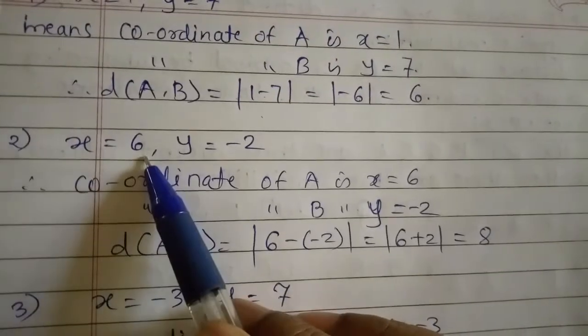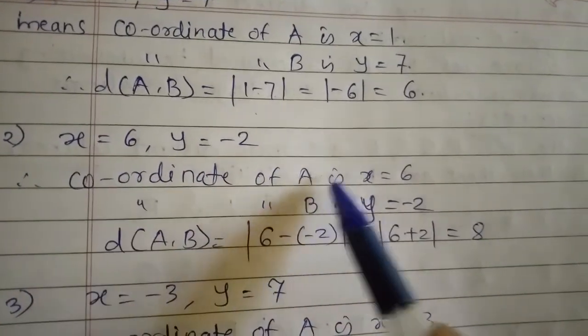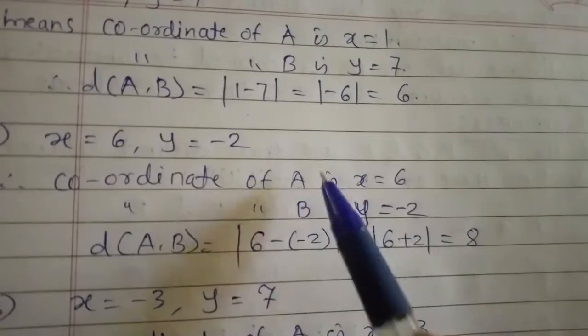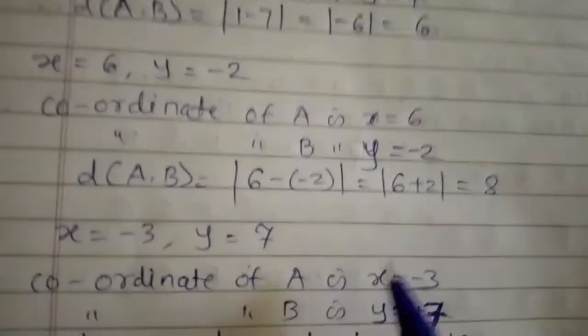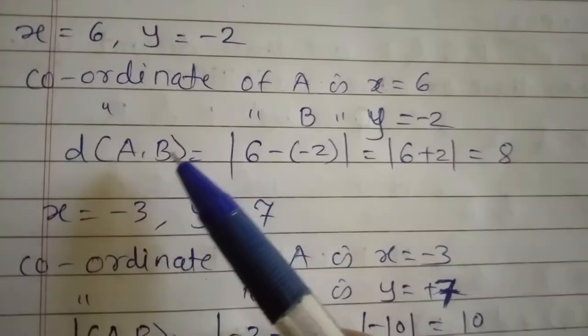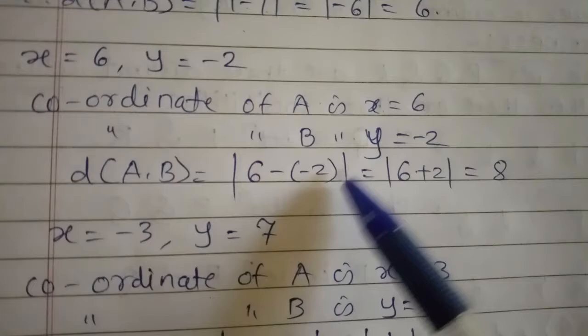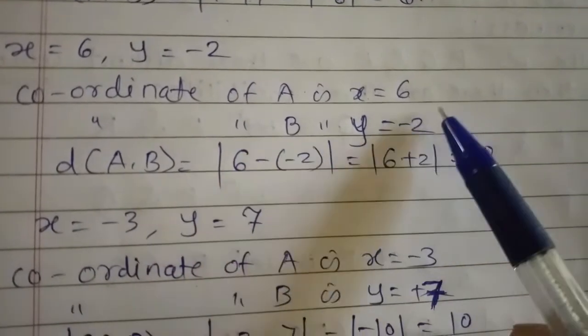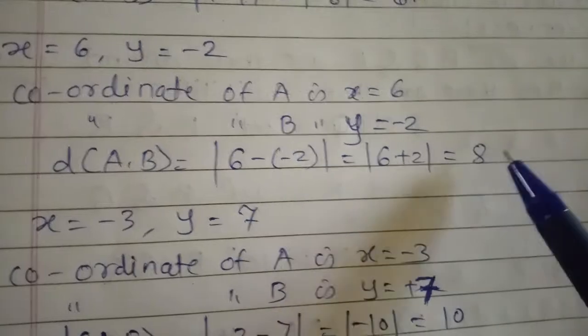Next one, x is equal to 6 and y is equal to minus 2. Again, x is the coordinate of A, so A is x equal to 6, and the coordinate of B is y equal to minus 2. Now see, we have to find out the distance AB. So in mod, 6 minus minus 2. Here there is a minus sign, so minus 2, minus minus is plus, so 6 plus 2, that is 8.